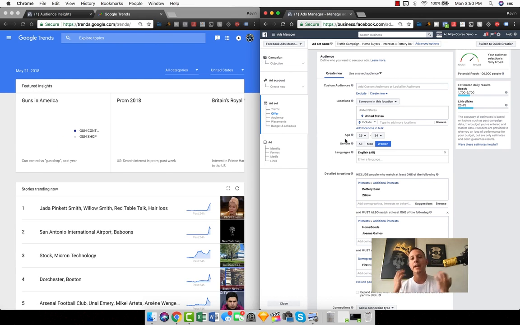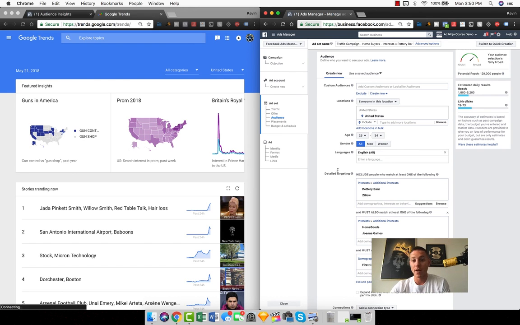Like, how do I know what age to even start with? How do I know what gender to go after? How do I have any idea what detailed targeting? Let Audience Insights show you data from the source, right? Don't guess, just look it up.